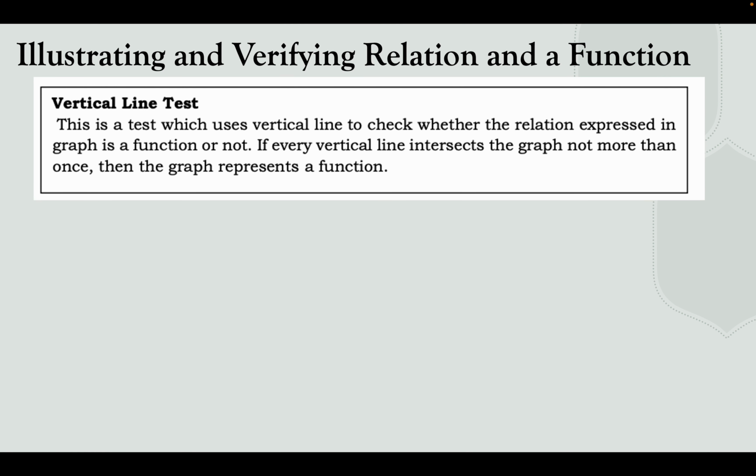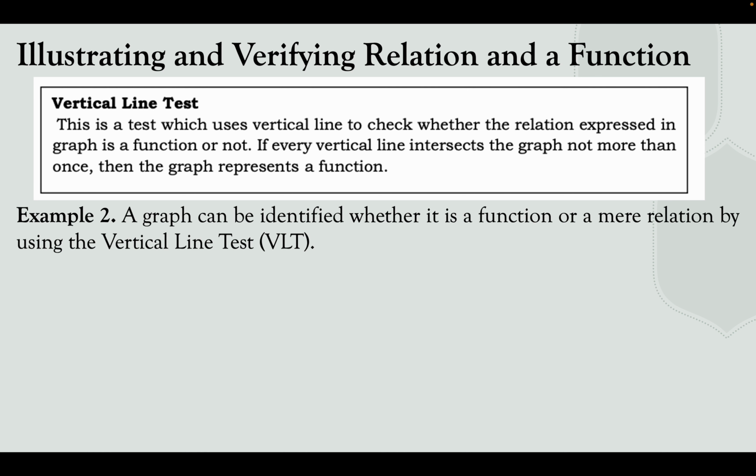Now let's proceed to identify or verify if the given graph is a function. Let us remember the vertical line test. This is a test used to check whether the relation expressed in the graph is a function or not. If every vertical line intersects the graph not more than once, then the graph represents a function.